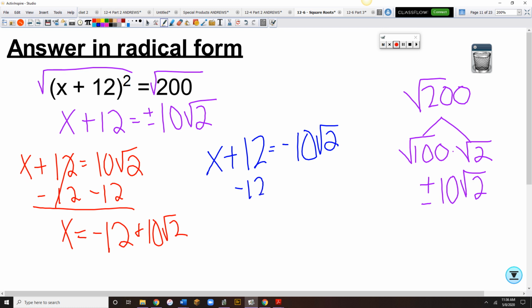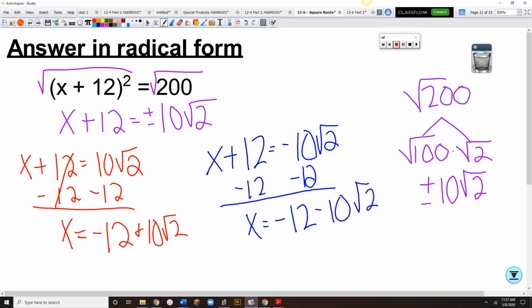Subtract 12. Again, you can't really do it. You're just rewriting it in that order. Now, what I want you to notice is the answers are essentially the same. X equals negative 12 plus 10 root 2, and negative 12 minus 10 root 2.